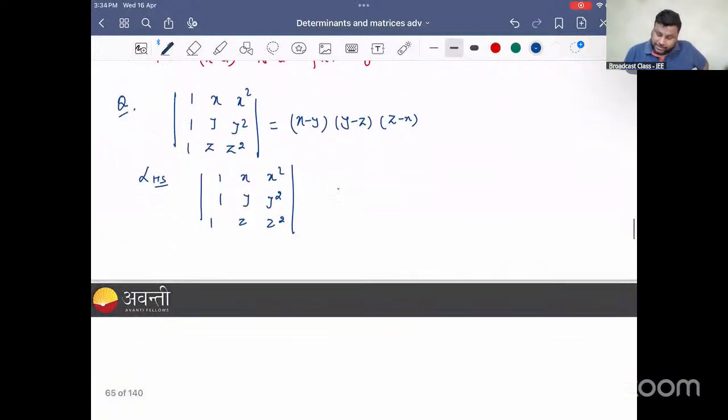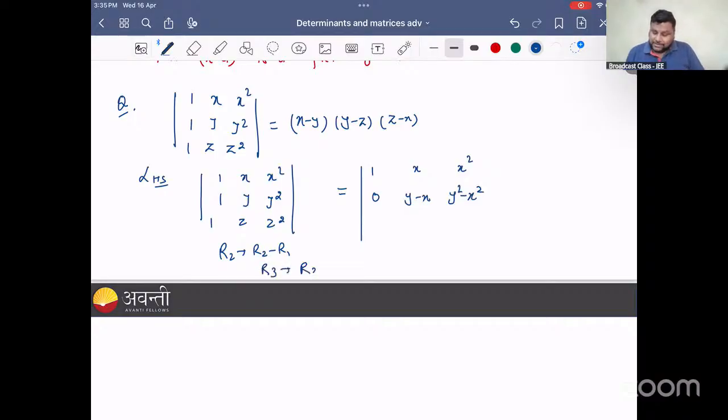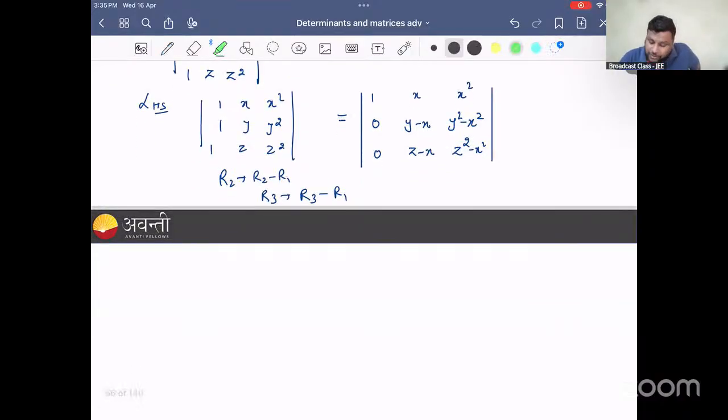I'm applying a property. Let us take R2 as R2 minus R1. So R1 is 1x square. Now if you do R2, you are subtracting R1. What do you get? 0, y minus x, y square minus x square. Correct or wrong? Simultaneously, let us apply R3, I write R3 minus R1. So when you do R3 minus R1, you get 0, this is z minus x, this is z square minus x square. Got it? So now from this second row, can you tell me what can I take common?